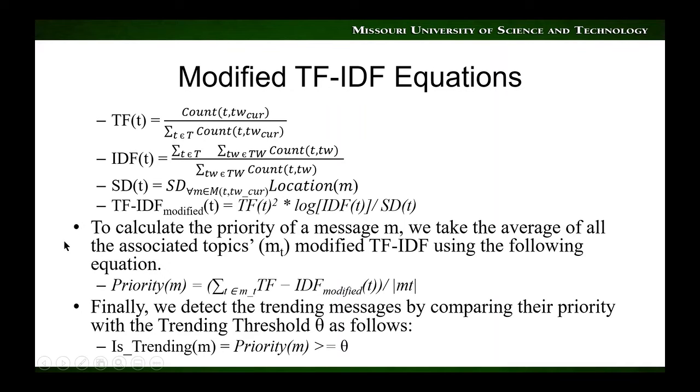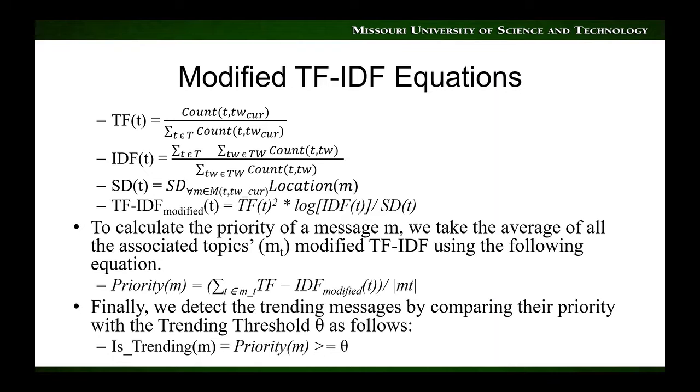So these are the equations of how we calculate modified TF-IDF. The TF and IDF are pretty similar to the conventional method, and we also calculate the standard deviation for the messages for each topic. Then the TF-IDF is calculated as follows. We square the TF, then we take the log of IDF and we divide it by the standard deviation. So that's how we calculate the importance of each topic.